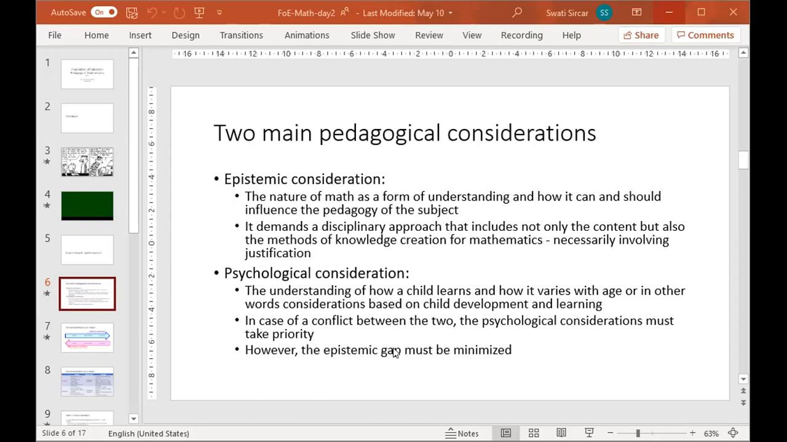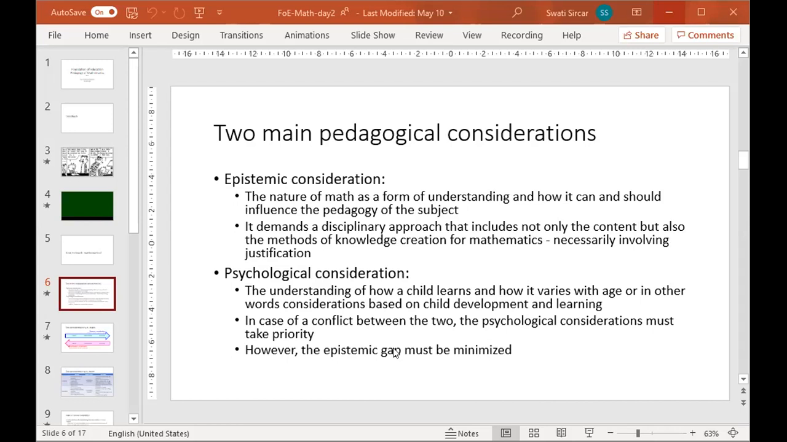So most students usually don't get a taste of mathematics, and that's exactly what you are trying to provide. It demands a disciplinary approach that includes not only the content, but also methods of knowledge creation. This whole justification: why is this true? How can you show that? And math, because of its nature, allows this to be done to a very, very large extent. So since the possibility is there, why not try it?